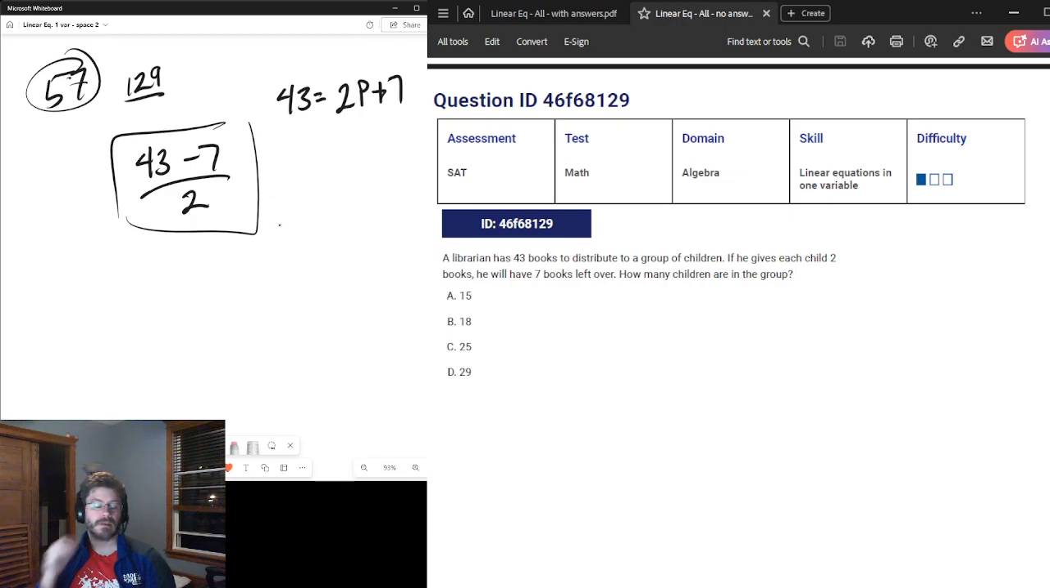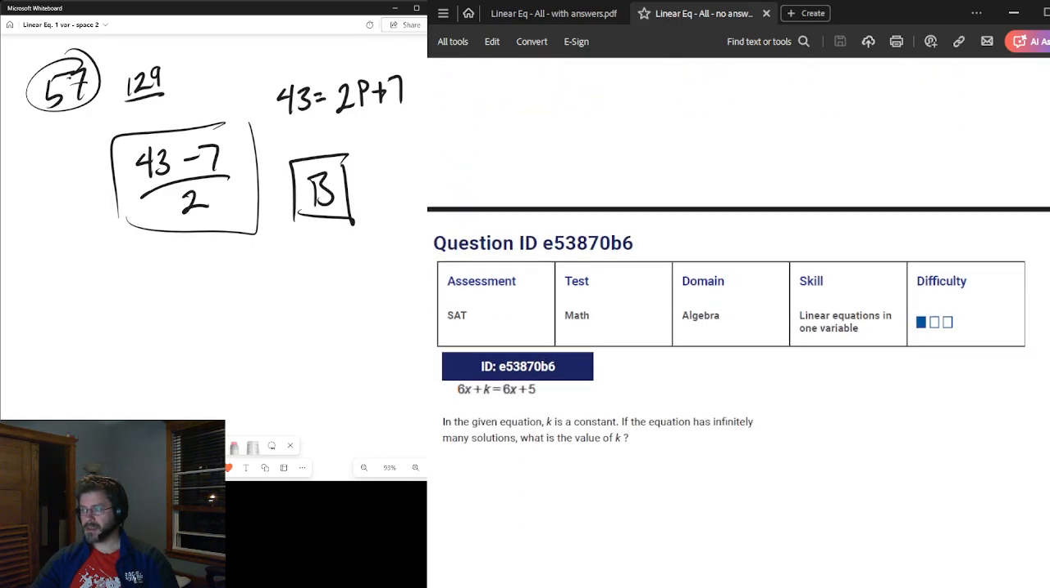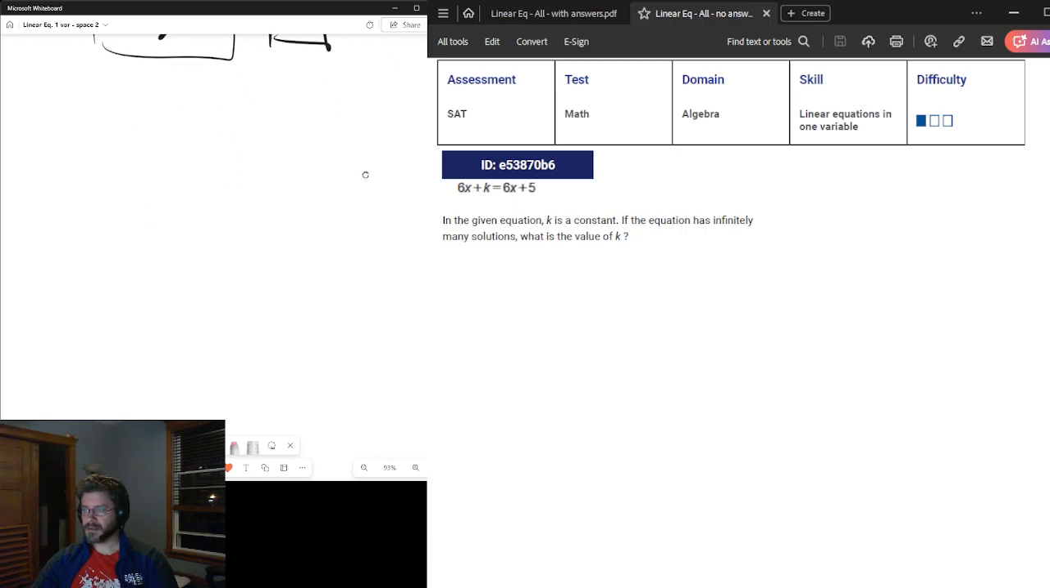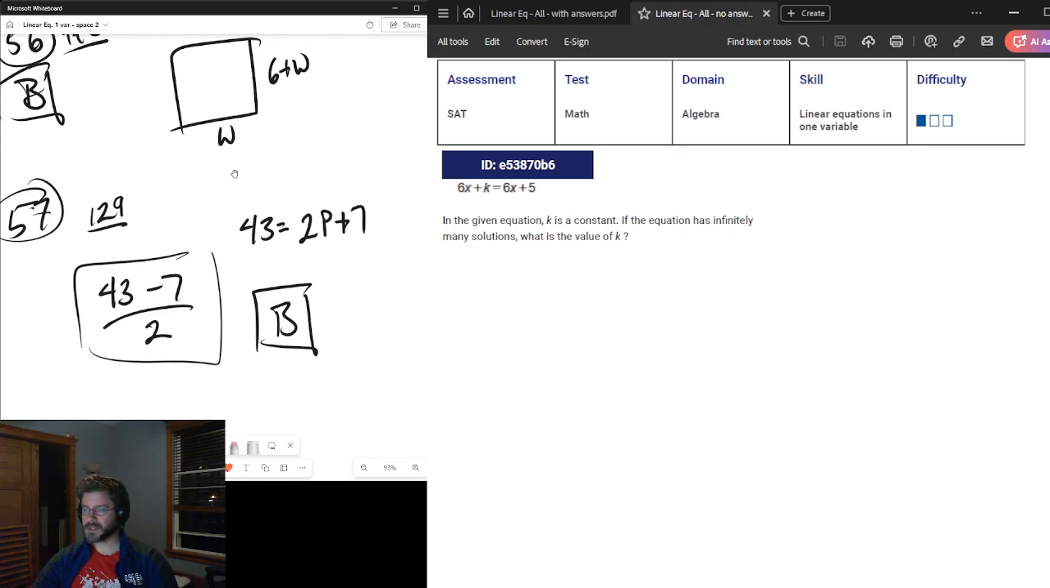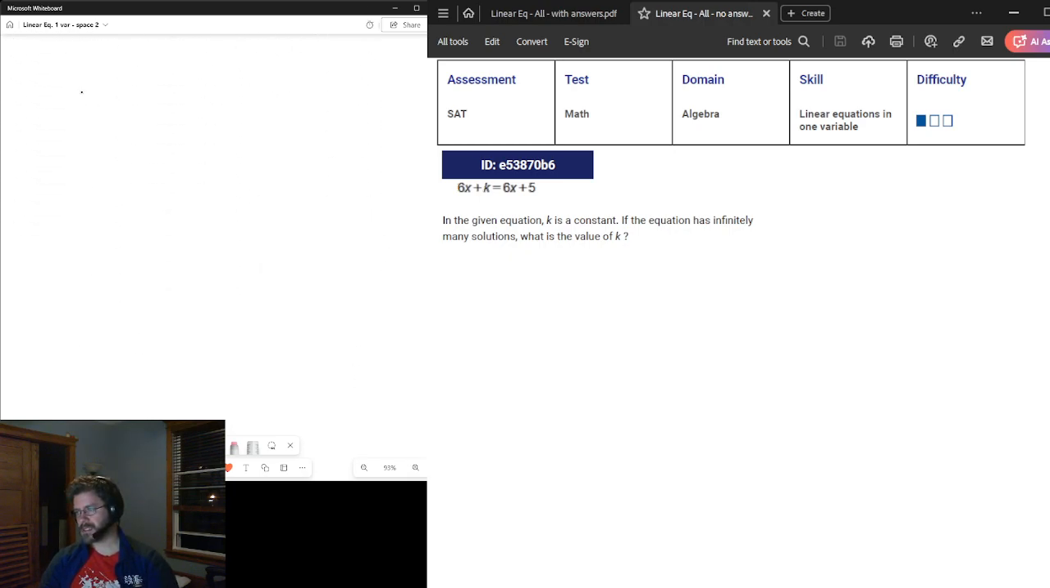43 minus 7 is what? 36? 36 divided by 2 is 18. That was 2 books for each kid and 7 left over. Study that for a moment if it doesn't make any sense for you. Kind of blasted through that one, I'm sorry.